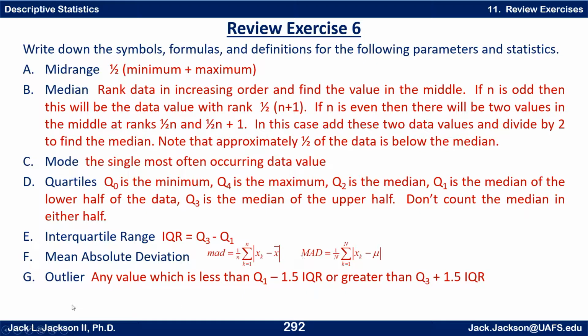And an outlier is an extreme value that's unusually high or unusually low. The primary rule that's used for that is any value which is less than Q1 minus 1.5 times the interquartile range, or greater than Q3 plus 1.5 times the interquartile range. Those are generally considered outliers. There are a few other methods of computing outliers, but that's the primary one that's normally used.